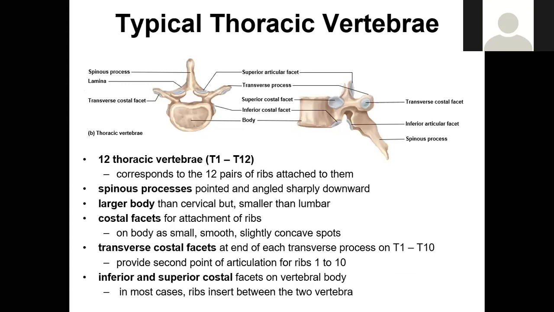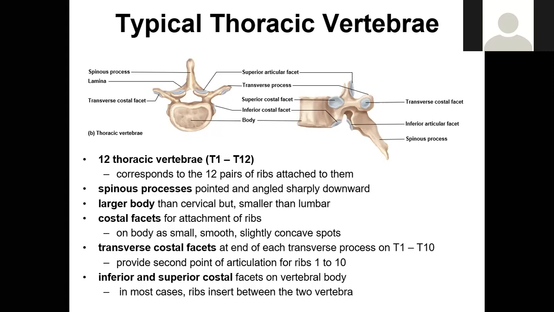The thoracic vertebra, again, there are 12 of them. And they correspond to the ribs, basically, because again, it's the thoracic vertebra that the ribs connect to. All right, the ribs connect to the thoracic vertebra and to the sternum. Now, there are some false ribs and floating ribs. We'll talk about that later. But in general, the ribs attach to the thoracic vertebra.